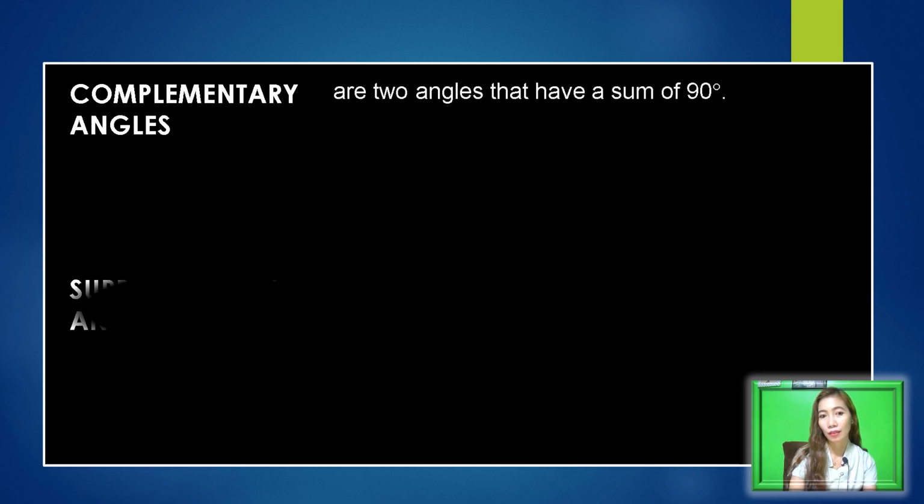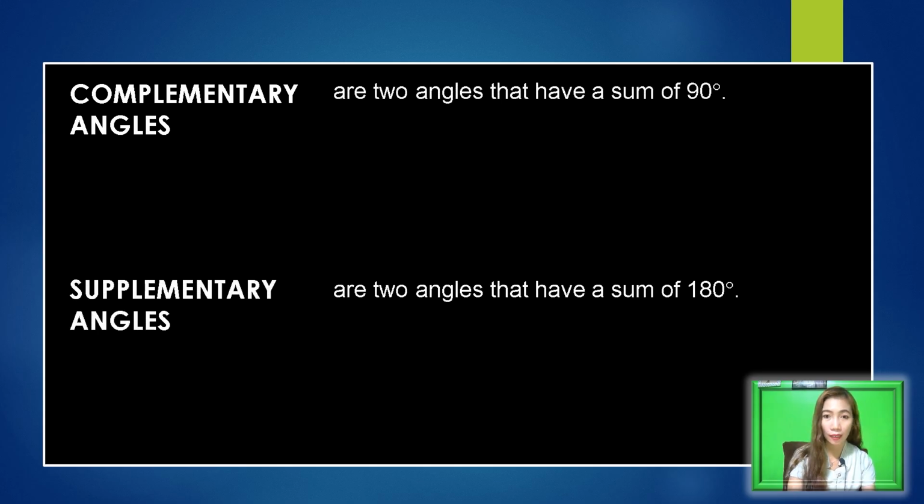Okay, for the next terms, we have the complementary angles and the supplementary angles. Let's discuss them together, but as you can see, the only difference is this: when we say complementary angles, we're dealing with two angles whose measures, when added, equal 90 degrees. But supplementary angles are two angles whose measures, when added, should equal 180 degrees.